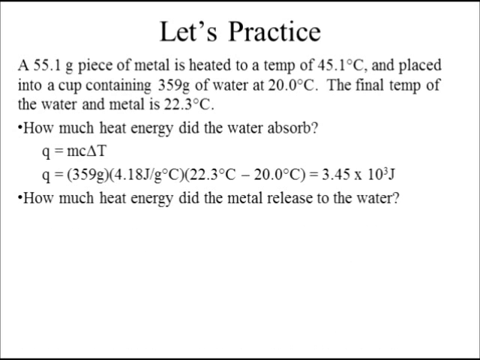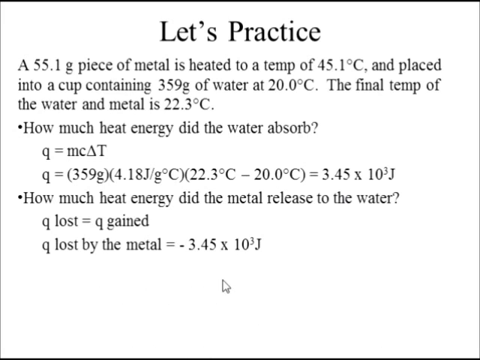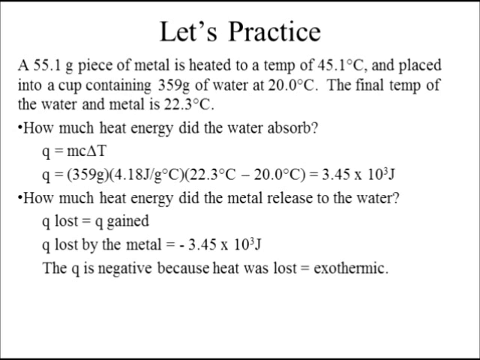Now, how much heat energy does the metal release? The energy gained should be equal to the energy lost. Therefore, the metal lost a negative 3.45 times 10 to the third. All I have to do is take the number I get for the energy gain and put a negative on it to show that's the amount of energy lost, the joules given off by that object. If Q is negative, it's because heat was lost, so it's exothermic. If Q is positive, it's endothermic.